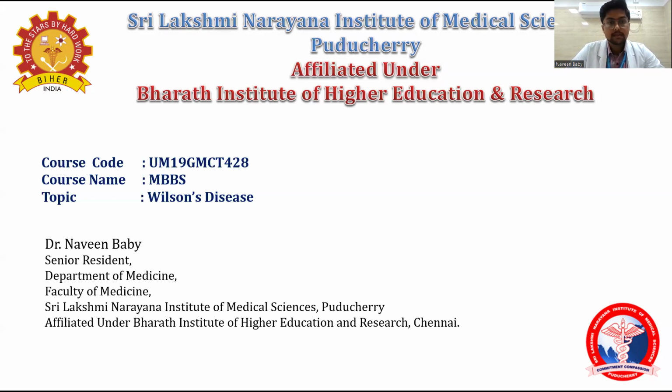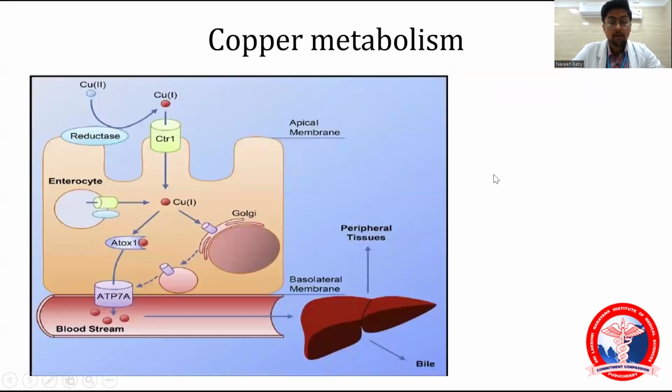Today we'll be discussing Wilson's disease. So, Wilson's disease is a disorder of intermediate metabolism. You can't pinpoint it to one particular system. It's also a systemic disease, but mainly it involves the liver and the CNS. So, let's get into it. It's a disease of metabolism, and it involves copper metabolism.